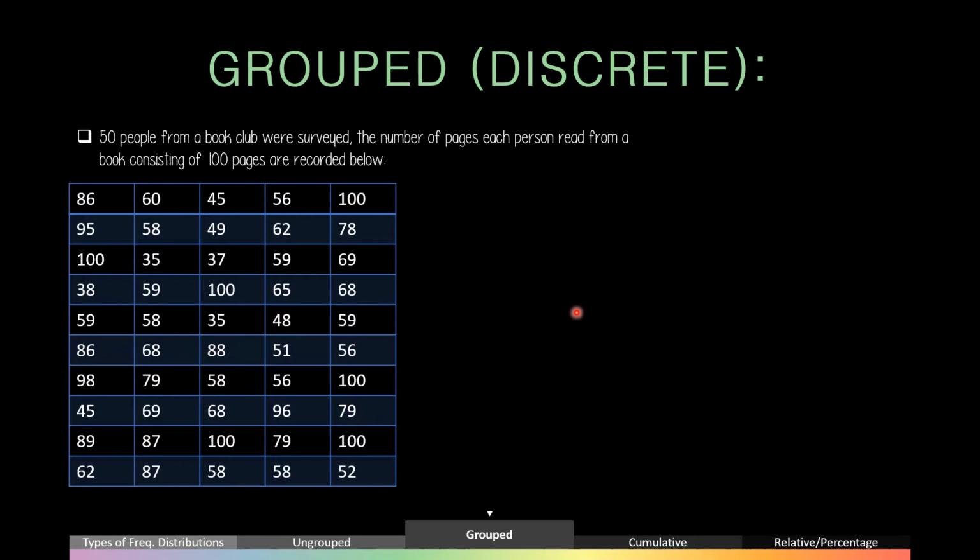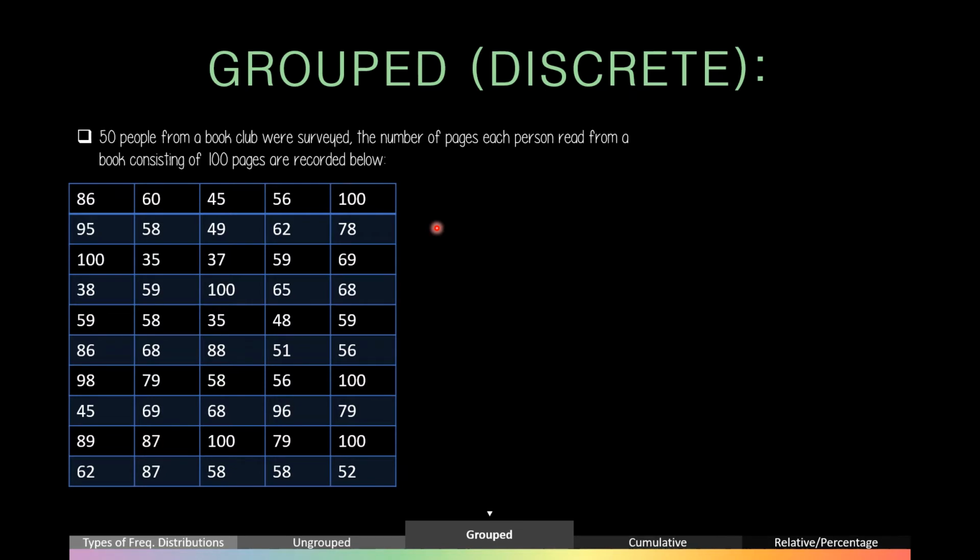Okay, firstly, we can see that we no longer have a small set of unique data values. There are many different numbers that exist in this data set. So we're no longer working with ungrouped frequency distributions. Instead, we're going to be working with a grouped frequency distribution. Next, we can see that this is the number of pages. So it's something we can physically count, and that tells us that our data is discrete. So now we know that what we're going to construct is a grouped discrete frequency distribution.